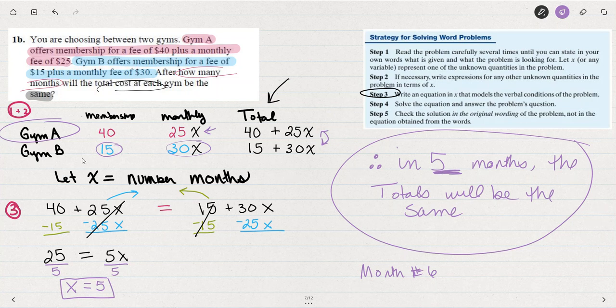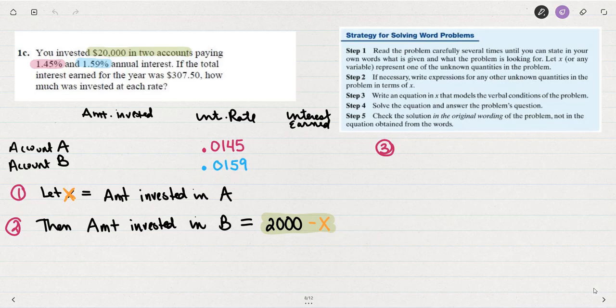So you could try this out in the different number of months, see which one comes up cheaper. This Gym B would be cheaper in 4 months, 3 months, 2 months, 1 month. But anytime after month 5, if you're going to stay with this gym for a year, let's say, then the plan at Gym A with a higher membership fee will be a better buy. So make sure, in addition to being able to answer the question and check your solution with the problem, you're also able to understand what that information tells you or how you could use that information.